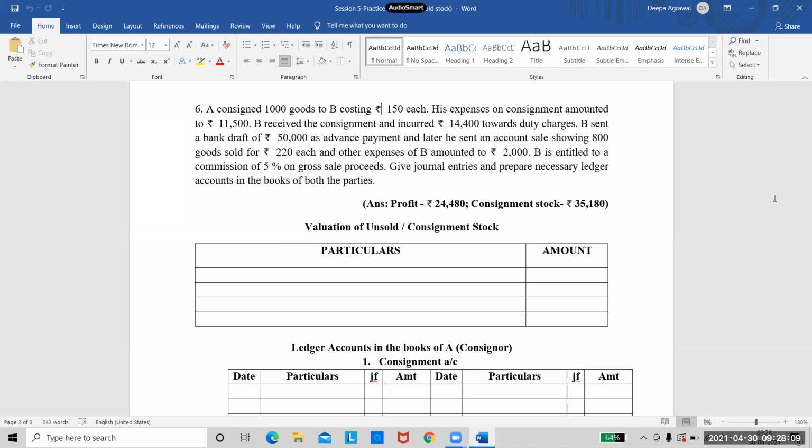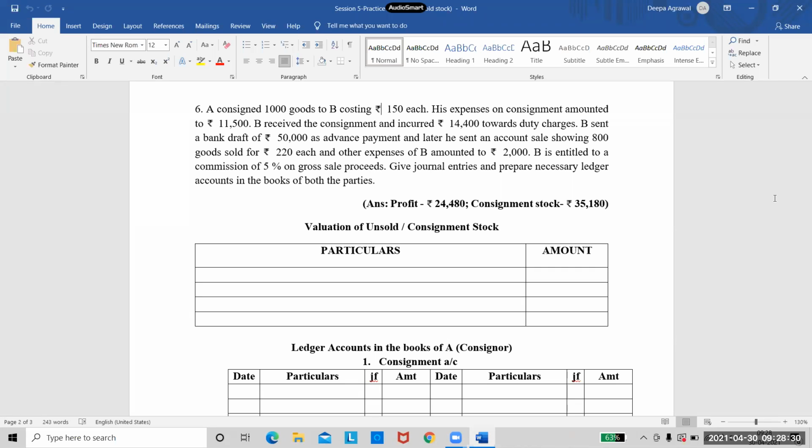Now when you say bank draft, it means he is paying the amount through bank. He is paying the advance through bank. So for advance, we'll write the entry through bank. And later he sent an account sales showing 800 goods sold for rupees 220 each. So B has sold 800 goods for 220 each.